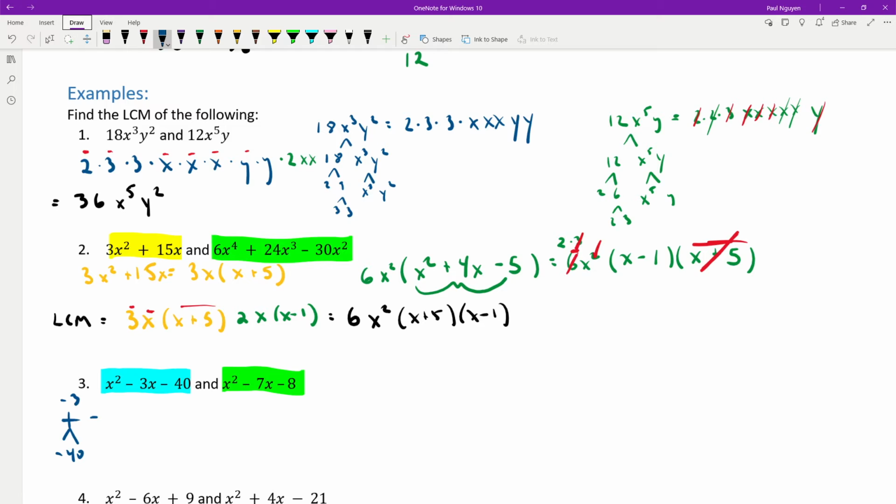So 5 and 8 seem like a good pick. If I have a negative 8 here and a positive 5. So the blue expression factors into x plus 5, x minus 8. The green one, I need two numbers that multiply to negative 8 that add up to negative 7. Here, 8 and 1 seem like the options, and the bigger one's negative.